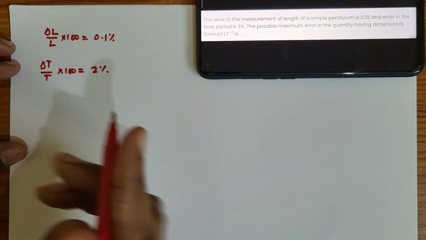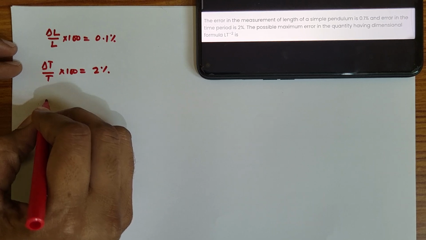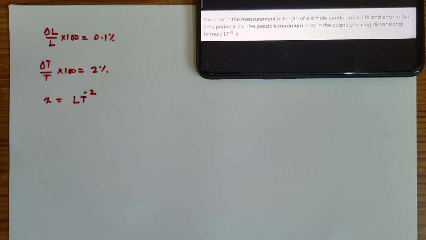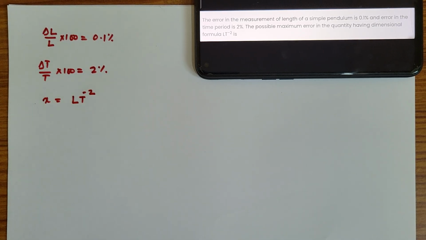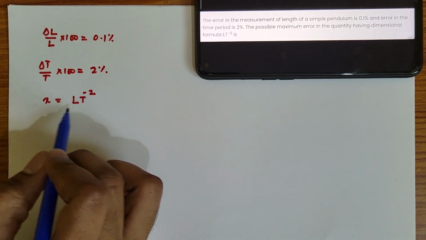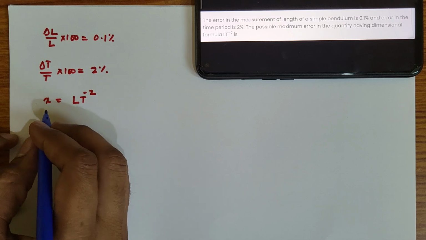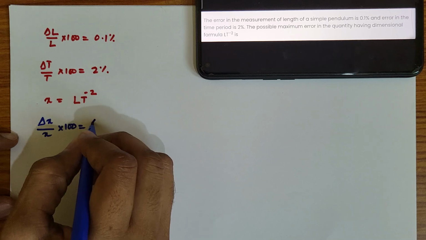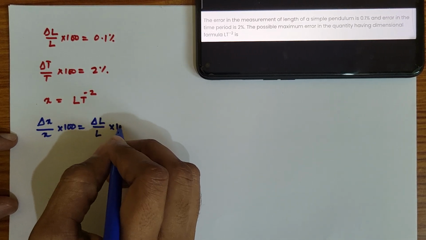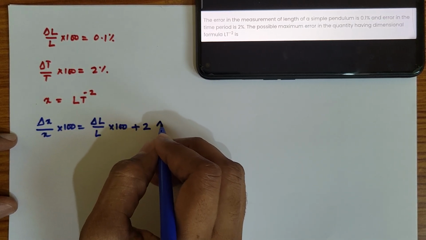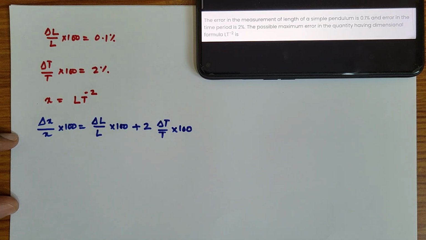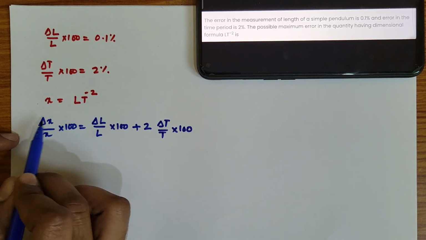So let us imagine a physical quantity x. X has the dimensional formula LT power minus 2. So the relation between x and L, T is x is equal to LT power minus 2. If we apply logarithm and differentiation to this equation, we will get delta x divided by x into 100 is equal to delta L divided by L into 100 plus 2 times delta T divided by T into 100. Now we have to find this delta x by x into 100.